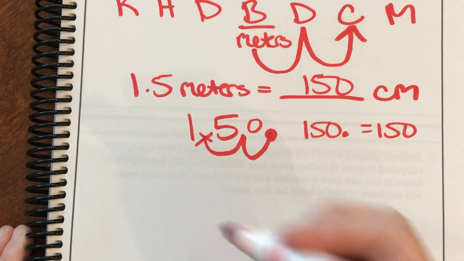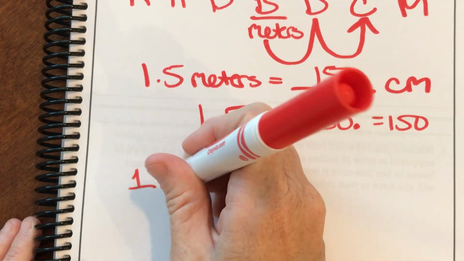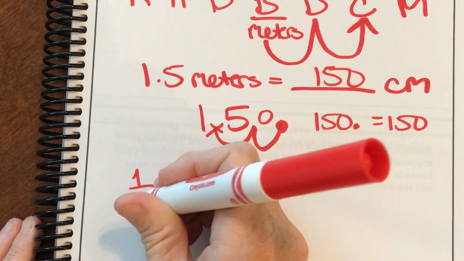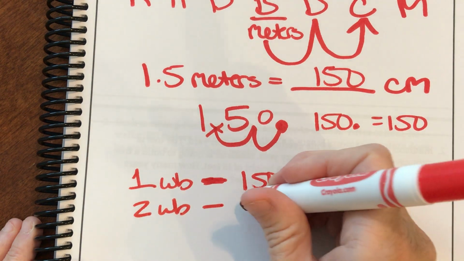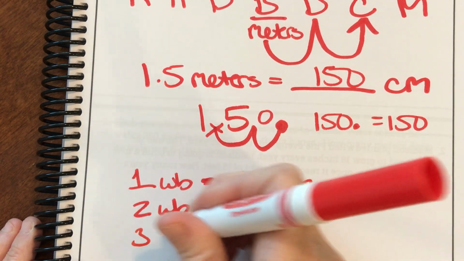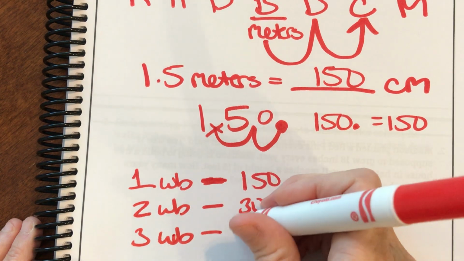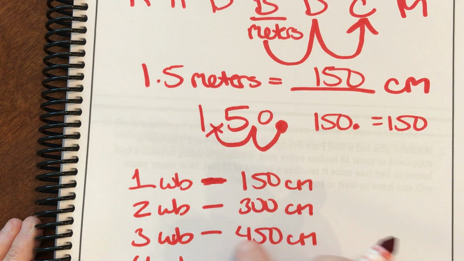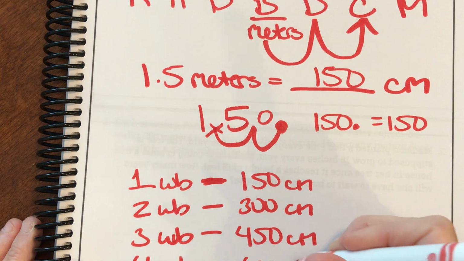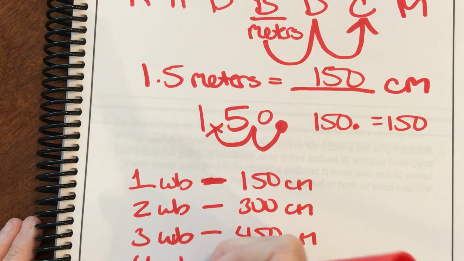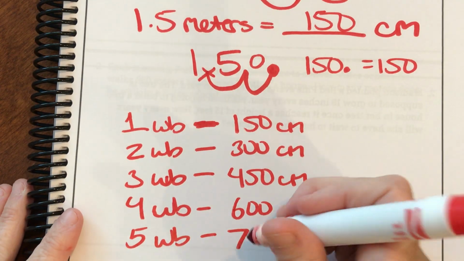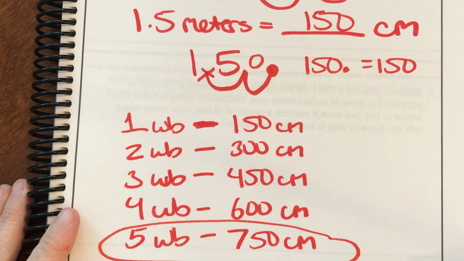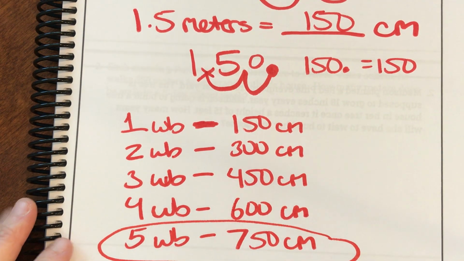So if she gets one whiteboard, it's going to be 150 centimeters. If she gets 2 whiteboards, it's going to be 300 centimeters. 3 whiteboards is going to be 450 centimeters. 4 whiteboards is going to be 450 plus 150 is 600 centimeters. 5 whiteboards is going to be 750 centimeters. So she has room for 5 whiteboards, and that will fill her space.